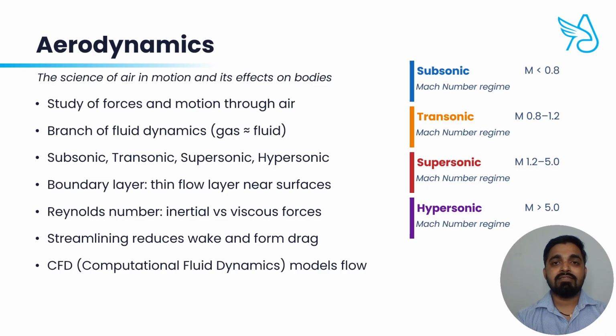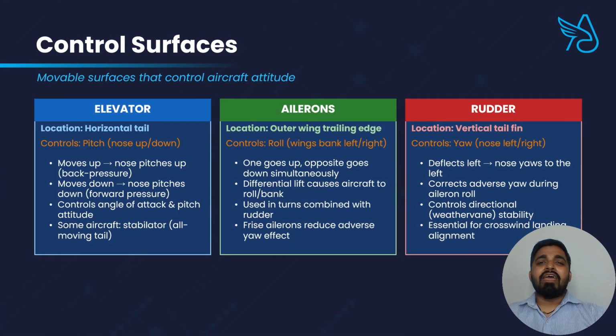Modern aerodynamicists use computational fluid dynamics, which is powerful computer software that simulates airflow around a 3D model. This is how drone wings and aircraft bodies are designed and optimized today. Now we get into the exciting part. How do we actually control the aircraft's direction? Let's understand the same thing with the 3D model.